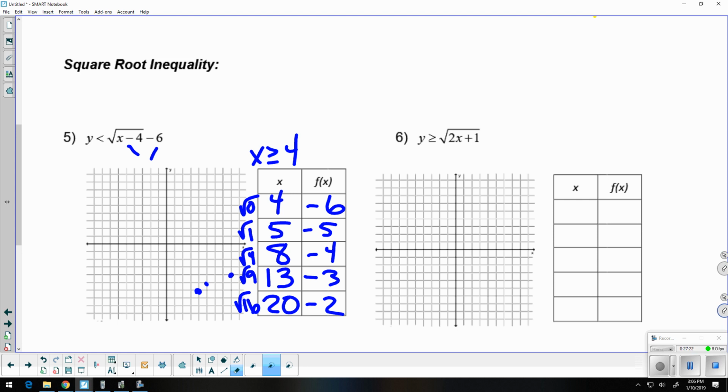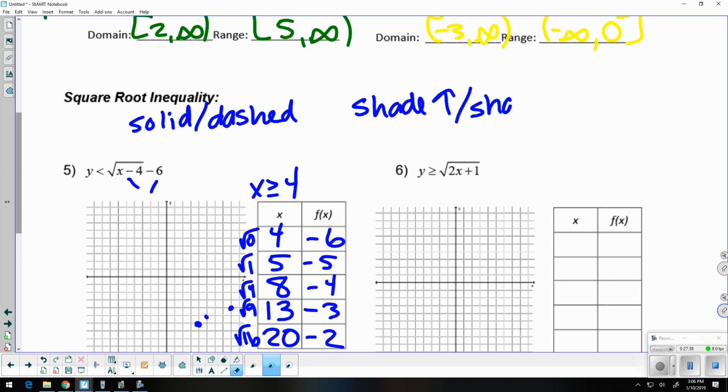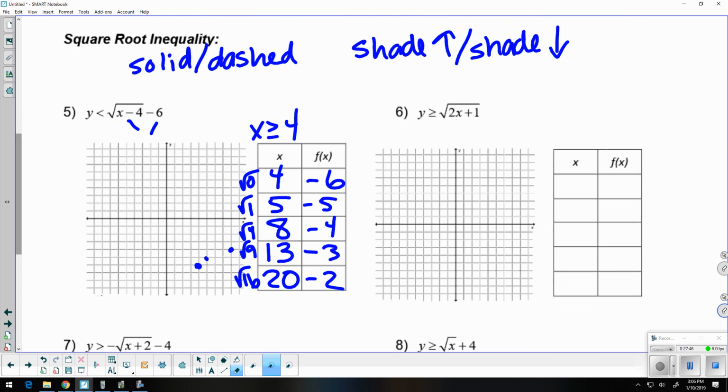But now with inequalities, what we also have to remember with square root inequalities is there's going to be solid or dashed lines. So you got to think about solid or dashed. And then also shade above and shading below. So anytime you see inequalities, you should be thinking solid or dash and then shade above or shade below. So in relation to my inequality, I know it's going to be a dash line, so you want to dash it, connecting your points, okay?